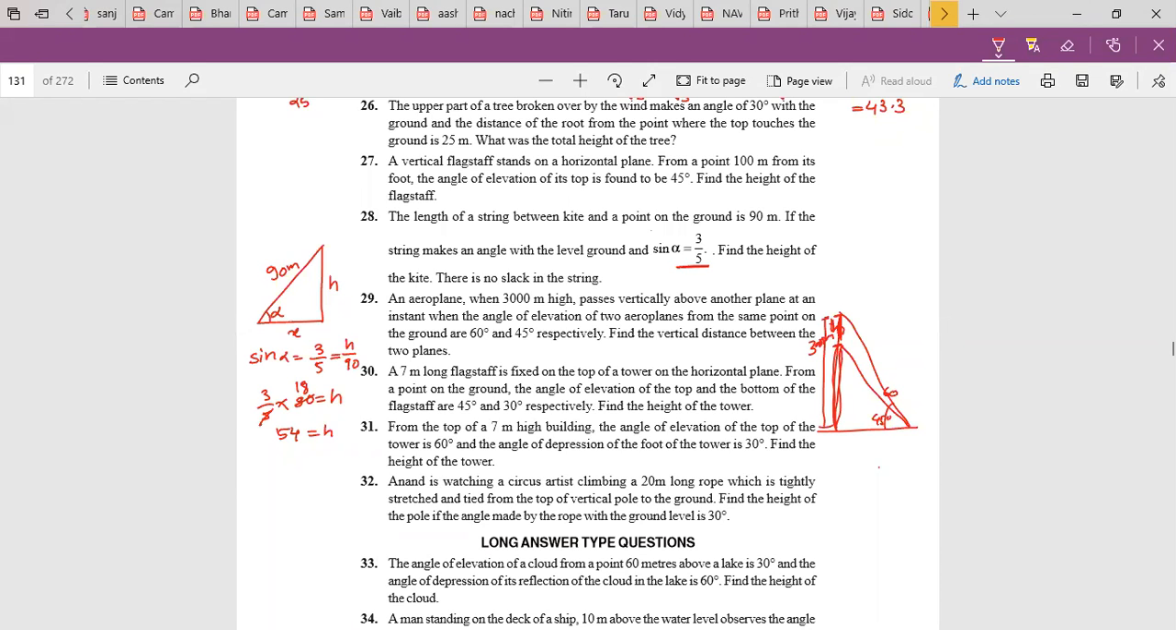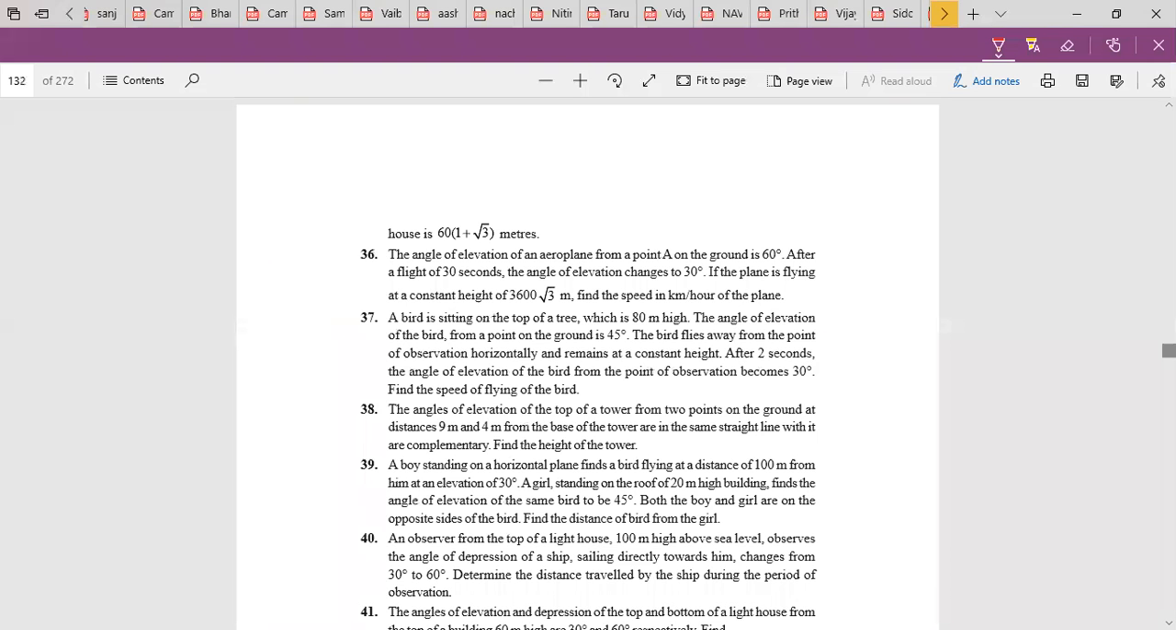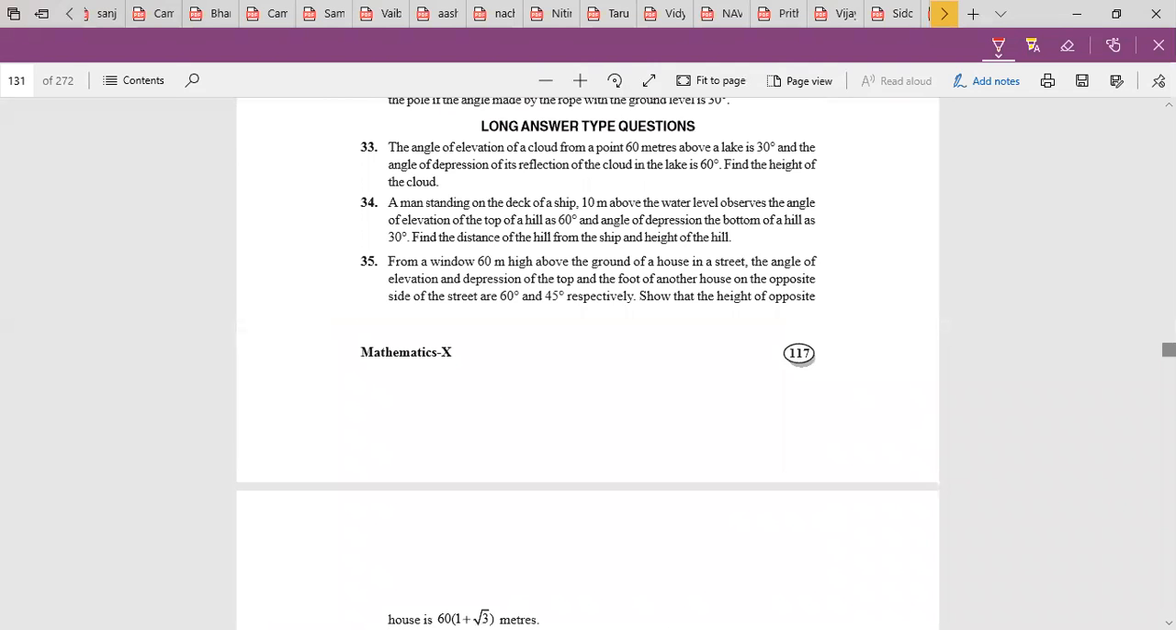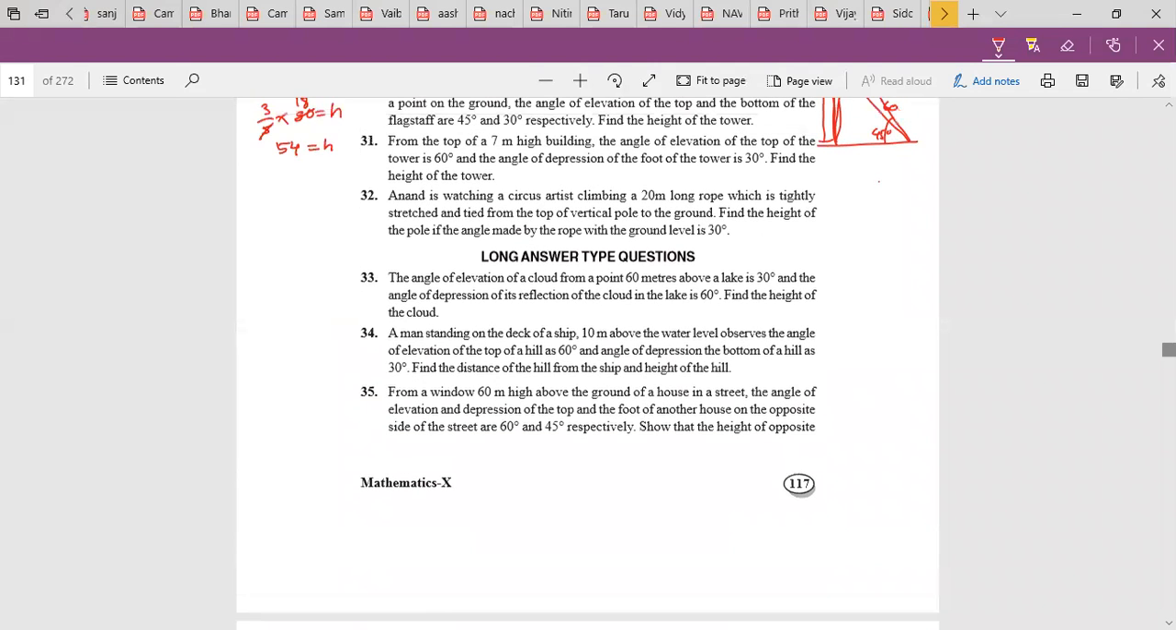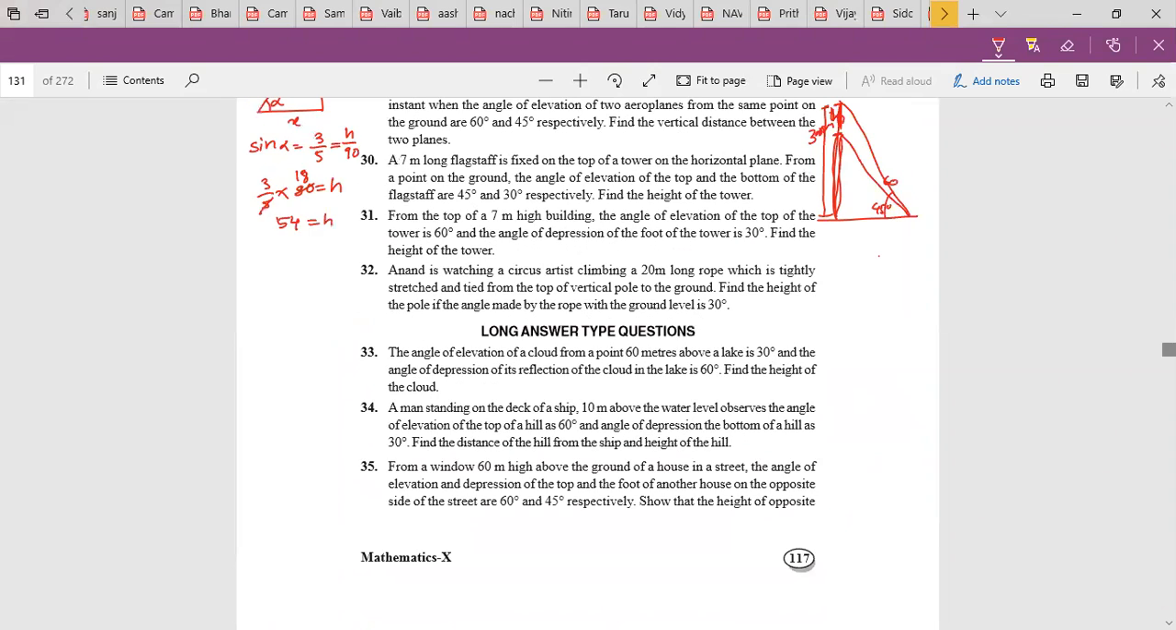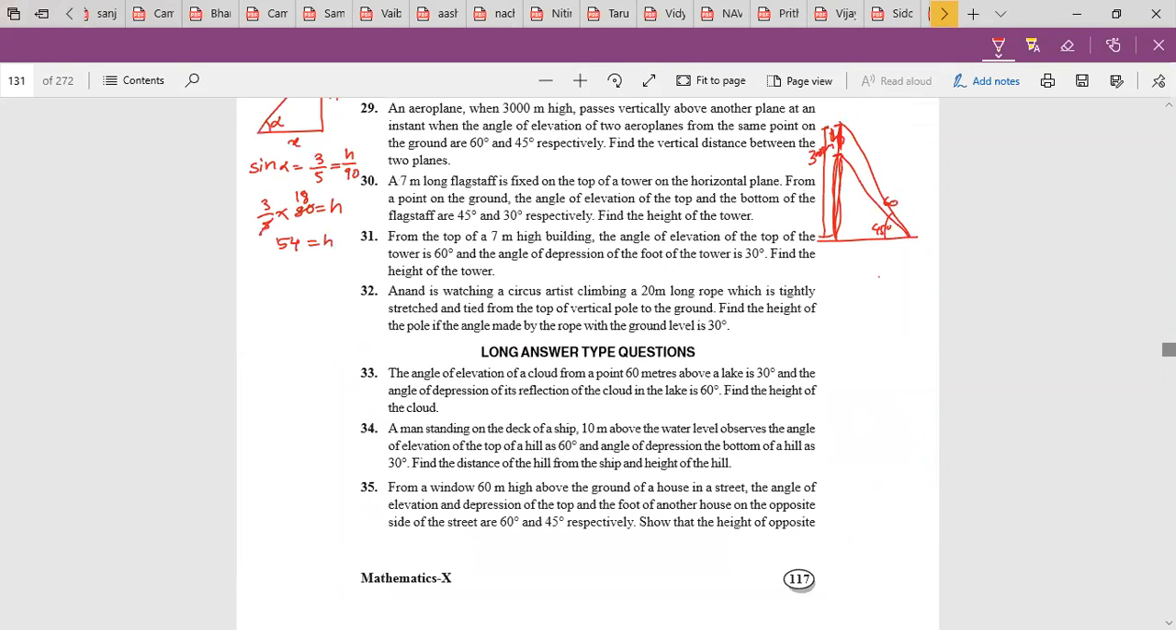Ma'am, can you scroll down? Very important question, 33rd. Ma'am, I got 180 meters. I think so. No, 120.